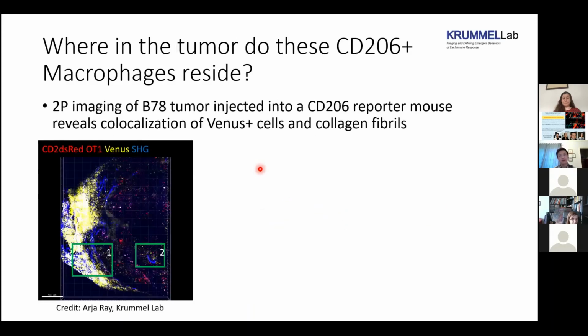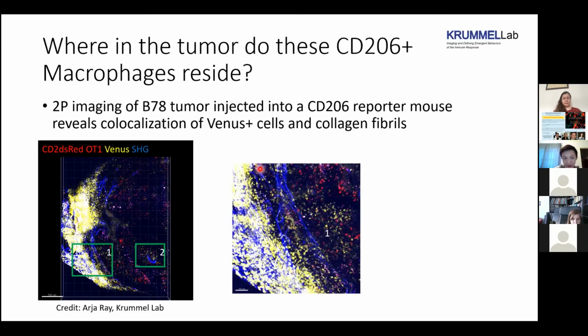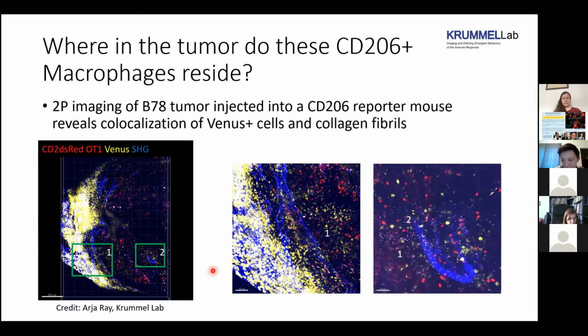And then if we perform two-photon imaging of, in this case, a B78 tumor injected into this 206 reporter mouse, we can see nicely this co-localization of Venus positive cells and collagen fibrils. As mentioned in the very nice talk beforehand, these collagen fibrils can be imaged with second harmonic imaging, and you can see that they have a very linear orientation on the edges of the tumor mass. Here is the interior, and here is the outer rim. You can see the close association of these Venus positive macrophages with these collagen fibrils. Even towards the interior, there are stray fibrils of collagen, and again these Venus positive cells are especially localized in the neighborhood of these fibrils.